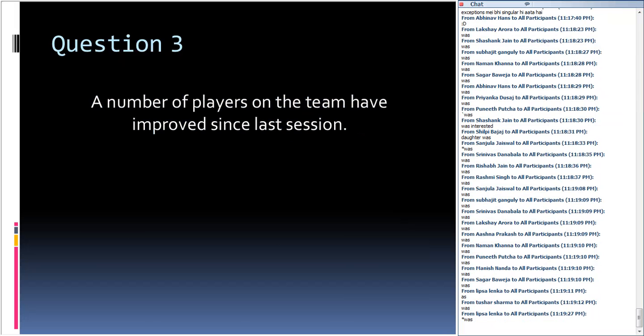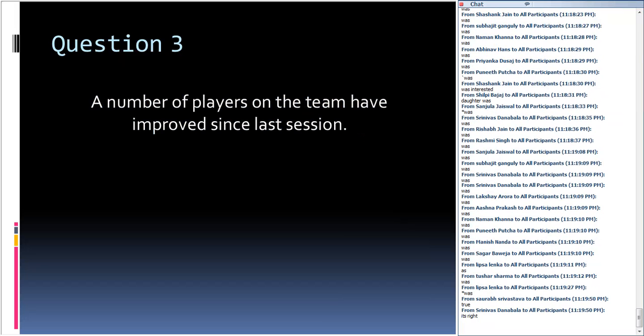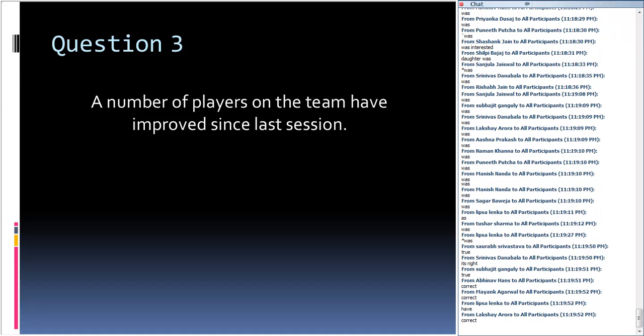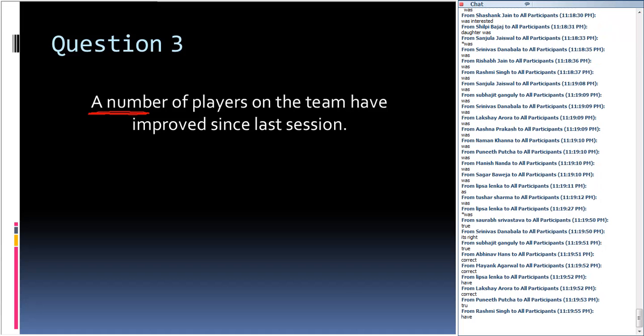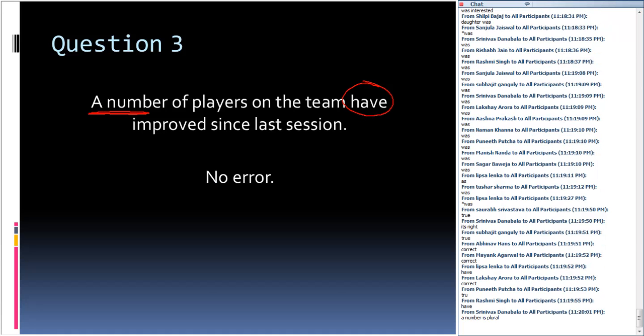A number of players on the team have improved since last session. It is correct. Why? A number is plural always. So there is no error.